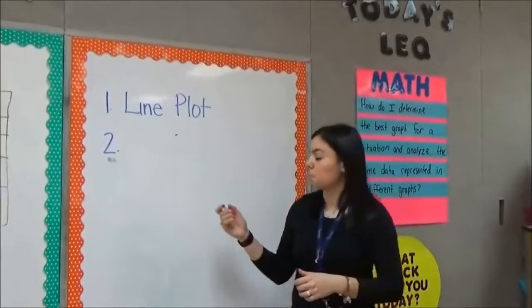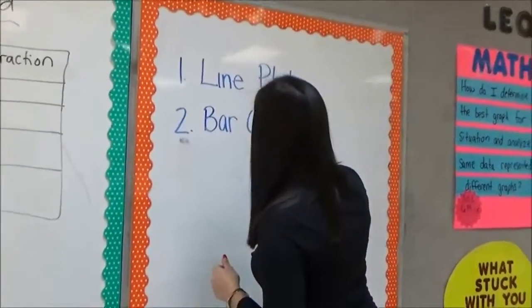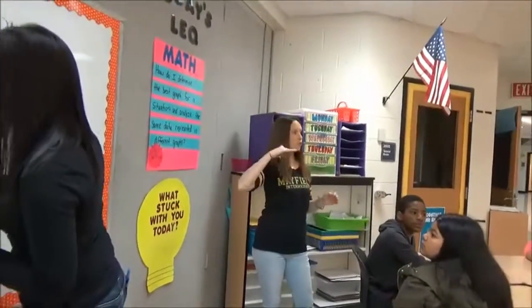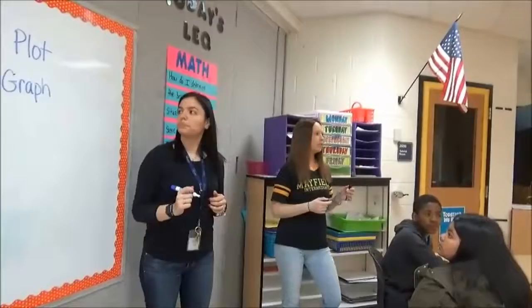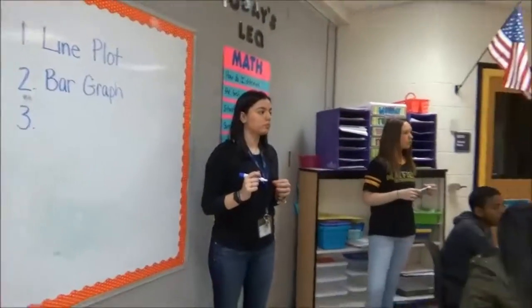Very good. Mark, what's a different graph that we learned? Bar graph. Bar graph, very good. What does a bar graph use? Pretty simple. Rectangles. And they can go 2 different directions. They can go vertical, up and down. They can go horizontal, left and right. Excellent.